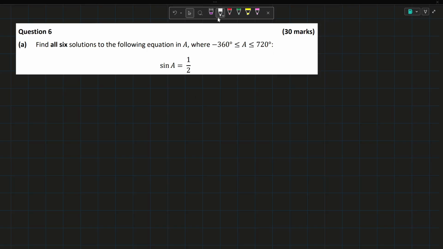This is 2025 paper 2 question 6. We're given this trigonometric equation and told to solve for a. So first of all, we need to get one answer. One answer will be the sine inverse of a half, just by doing sine inverse on both sides. And when you do that, you'll get 30 degrees.